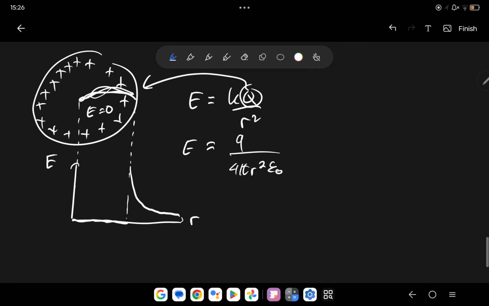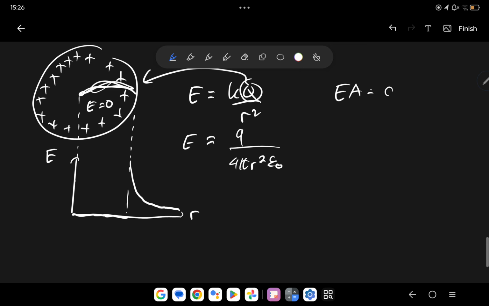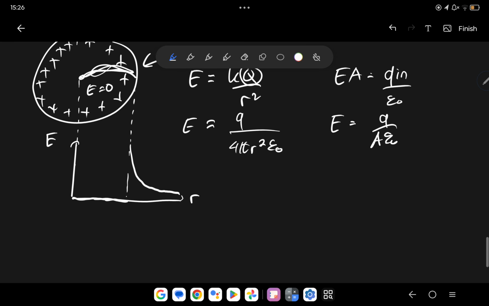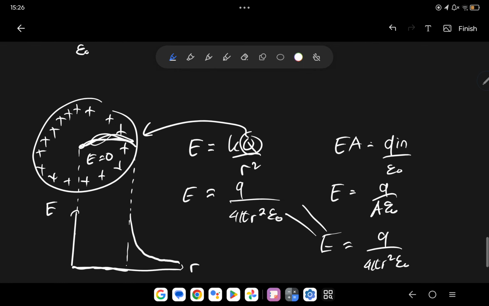This is how. Remember Gauss's law? EA equals Q enclosed over epsilon naught. So E will equal Q over A epsilon naught. What is the surface area of a sphere? 4 pi r squared. So E equals Q over 4 pi r squared epsilon naught. Yeah, that's how you get it. But then again, you might be thinking, wait, hold on.